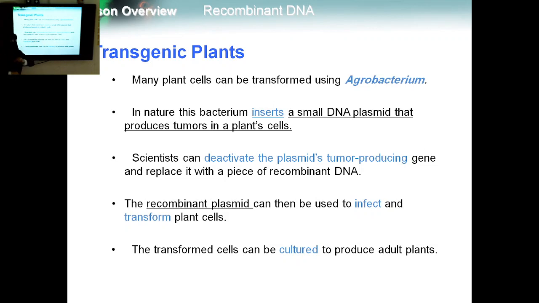So in the beginning, we will take the Agrobacterium, and we can remove or deactivate the plasmid tumor-producing gene, and then add another gene, a recombinant DNA piece. Once we have added the recombinant DNA piece, we will grow it and infect the plant with it. After the infection, the plants can be cultured. And by this method, we can form the transgenic plants.